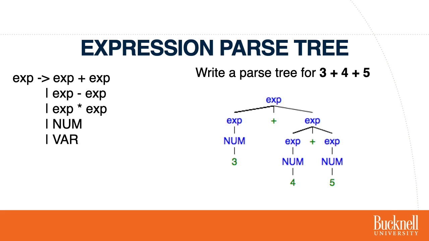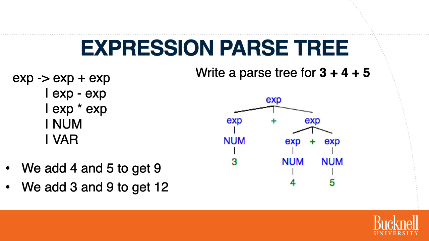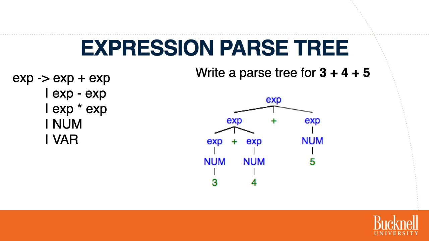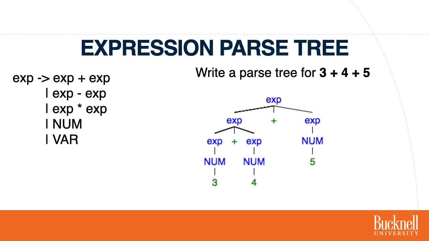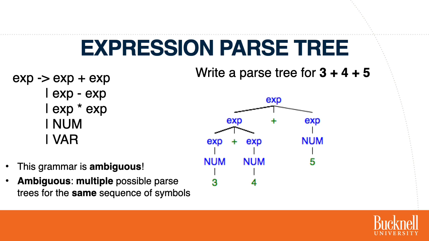When writing a parse tree for 3 plus 4 plus 5 using the grammar shown, we can write the parse tree as right branching and add 4 and 5 to get 9 first before adding 3 and 9 to get 12. Or we can write the parse tree as left branching. We add 3 and 4 to get 7, and 7 and 5 to get 12. And this is what's called ambiguity: multiple possible parse trees for the same sequence of symbols.